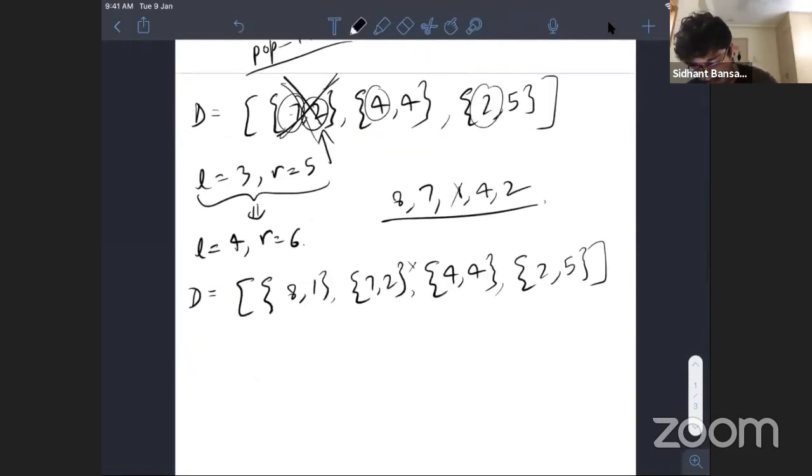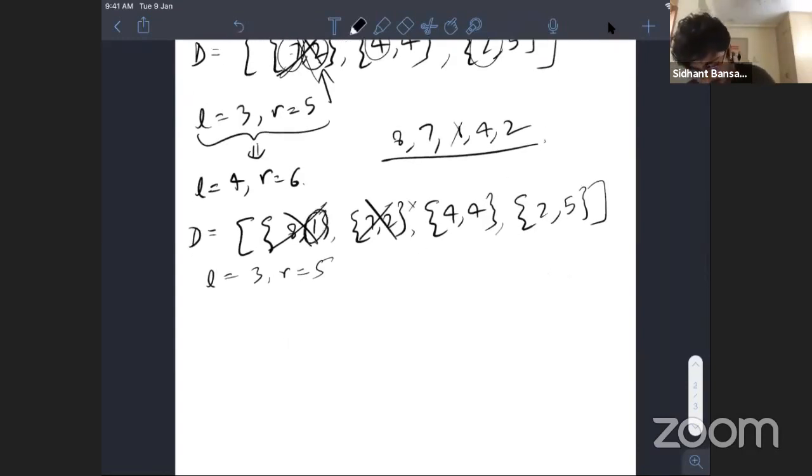Now here, let's say your L is 3, R is 5. Then again, you need to pop out this thing and this thing, both of them, because the indices of these things do not lie in the range of 3 to 5. Like 1 doesn't lie in 3 to 5 and 2 doesn't lie in 3 to 5, but the next two guys do lie. So our answer would actually be 4. After popping these two guys out, we'll say 4 is our answer because this thing lies in our range.